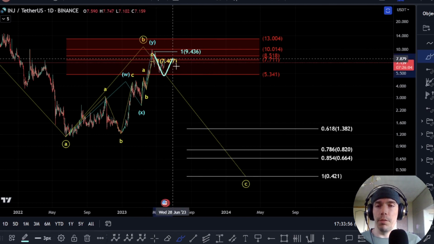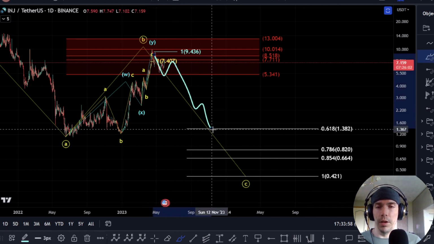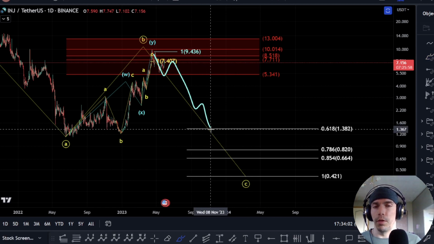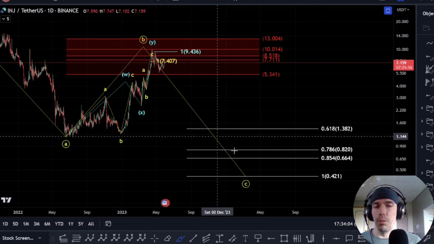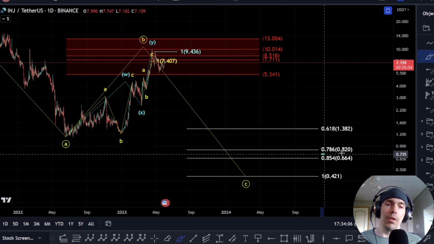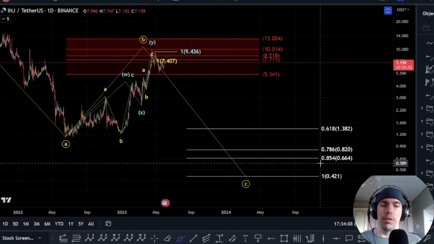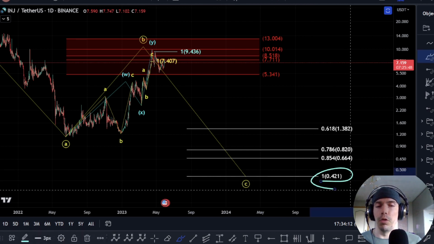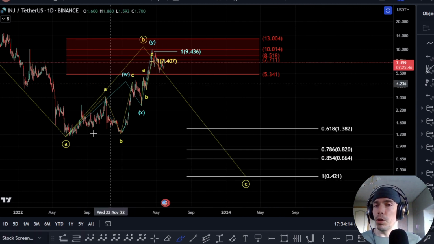If we developed a 5-wave move to the downside, something like this, which came into the 0.618, we would have to be cautious that this is not actually the C wave completed. But some other areas that we have here are the 0.786 towards this 82 cent, the 0.854 towards the 66 cents, and then obviously that 1-to-1 that we have lower down here. So we're going to go over this.